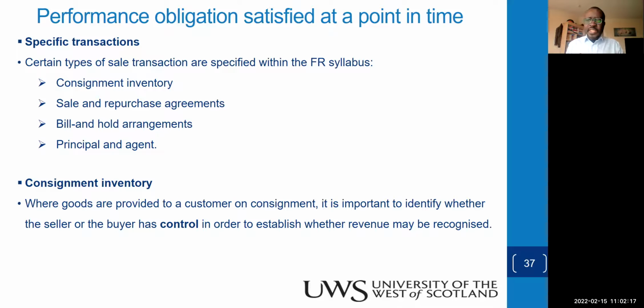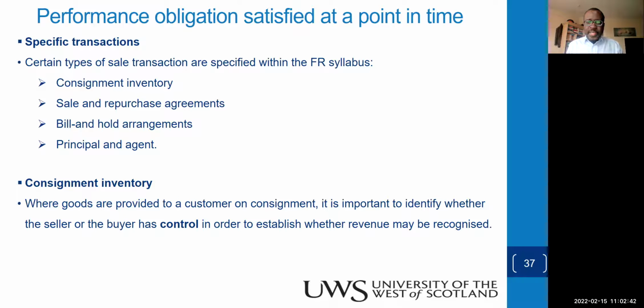Which are specified within the FR syllabus. Okay. Consignment, sale and repurchase, bill and hold, principal agent. In terms of consignment, we are typically talking of you sending some items of goods and services, usually to the supplier, to the seller. Seller and supplier is the same. To the customer, you are supplying some goods and services to the customer.